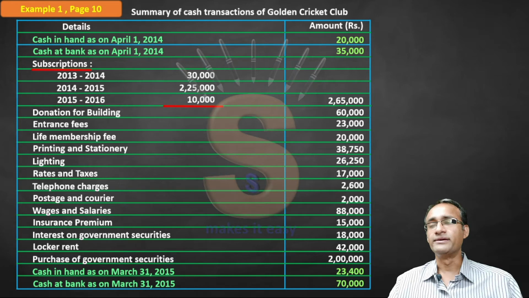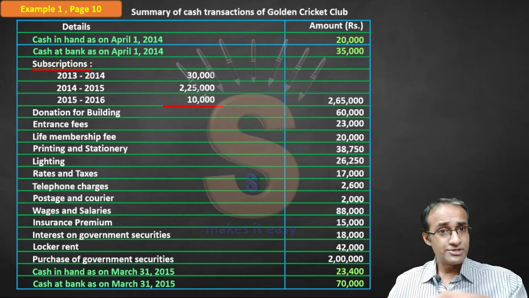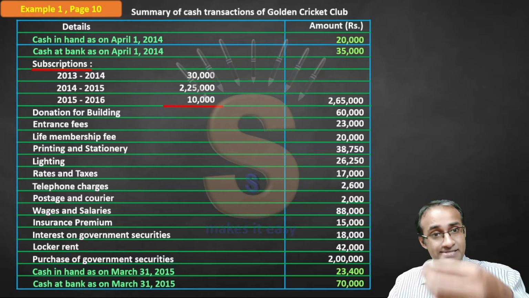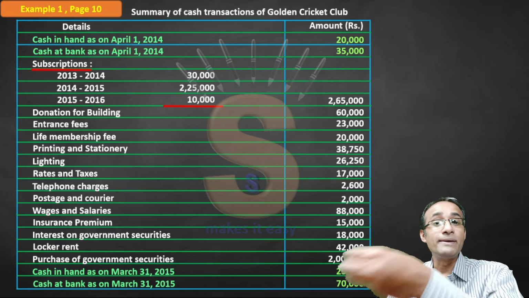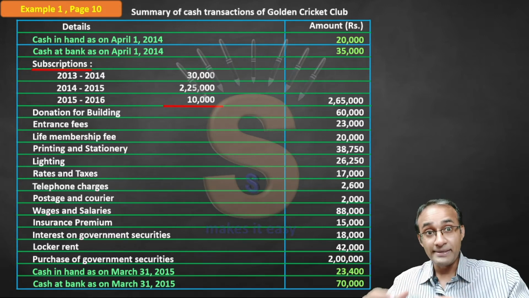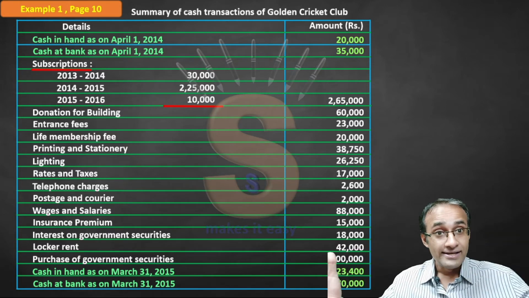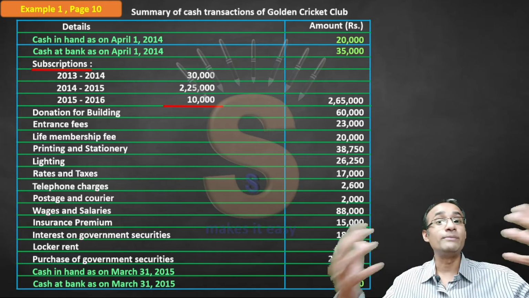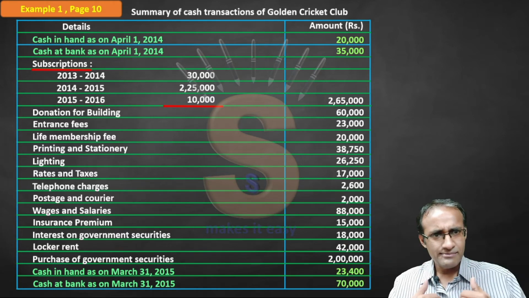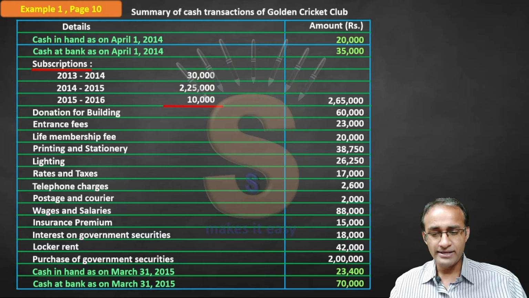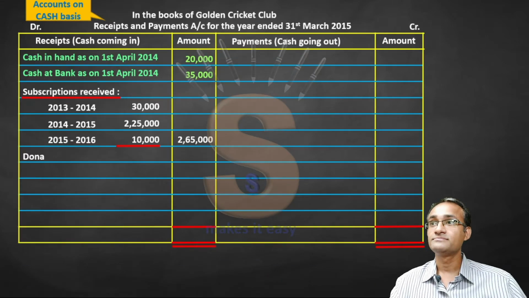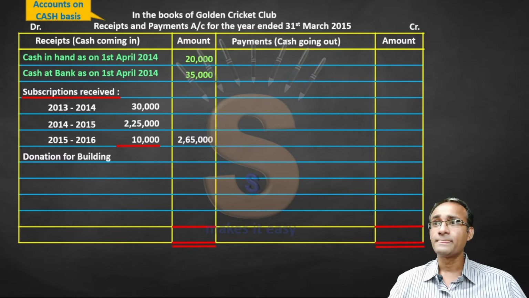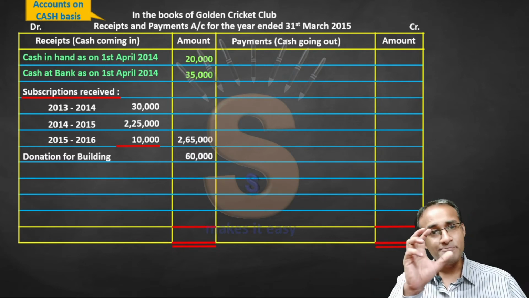Donation for building. There are many people who come to the school or the college or the mandir, masjid, gurudwara and they say, रखो ये पैसे, और इस पैसे से आप एक नई बिल्डिंग बना सकते हो, या आपकी बिल्डिंग को थोड़ा और बड़ा कर सकते हो, आपके हॉस्पिटल को थोड़ा बड़ा कर सकते हो. तो it is money coming in, donation for building. Therefore, I must write it on the receipt side, and that's exactly what I'm doing. This is called a specific donation.